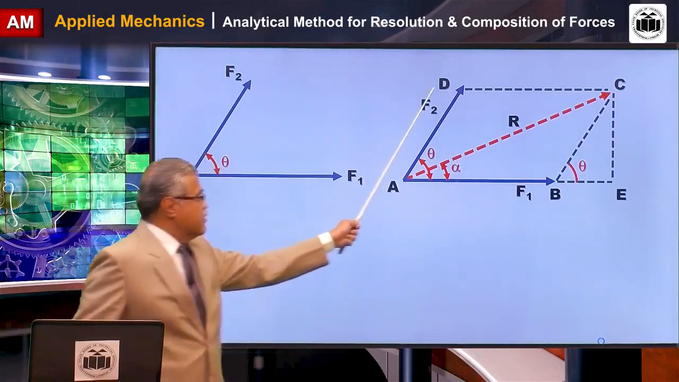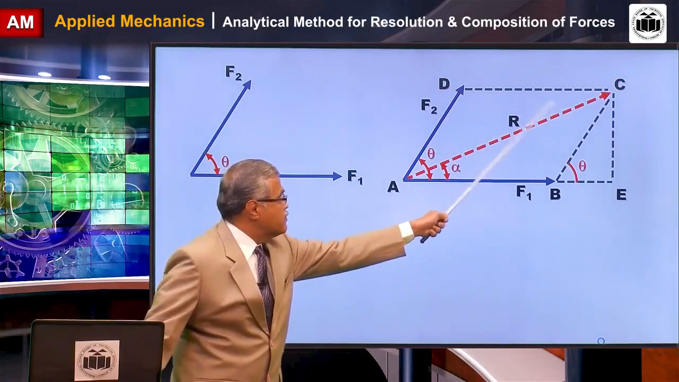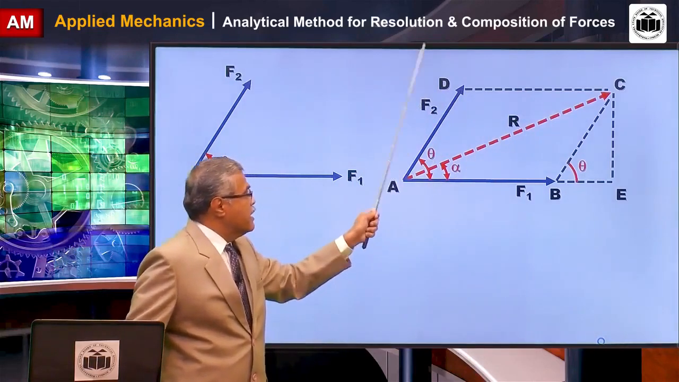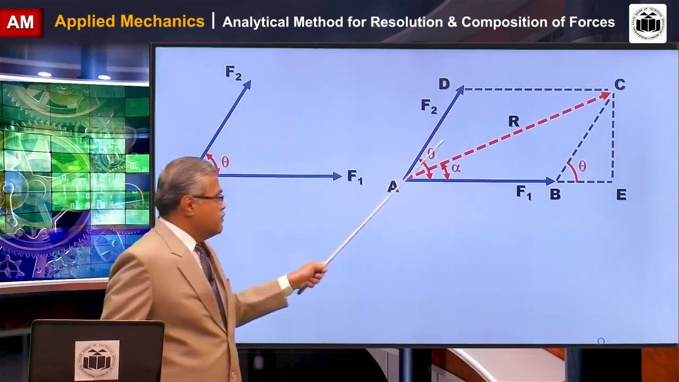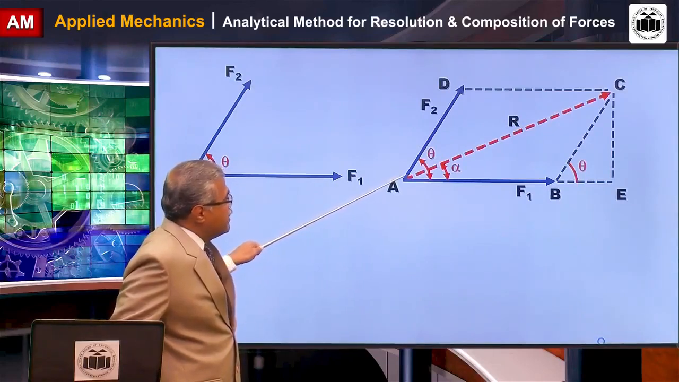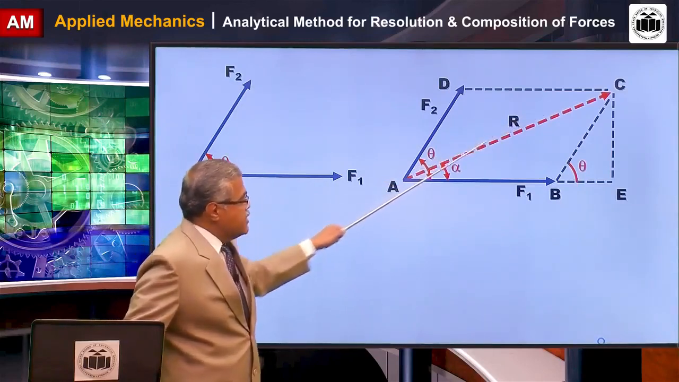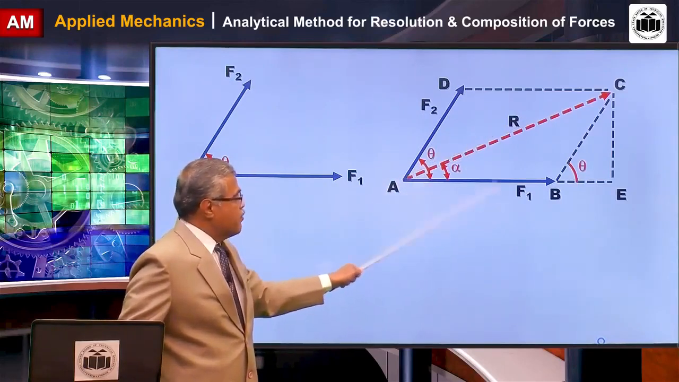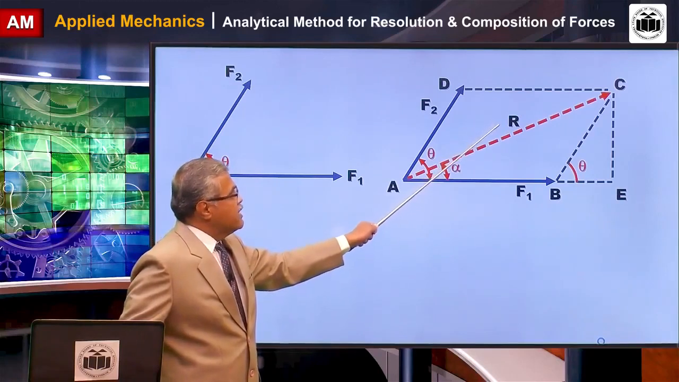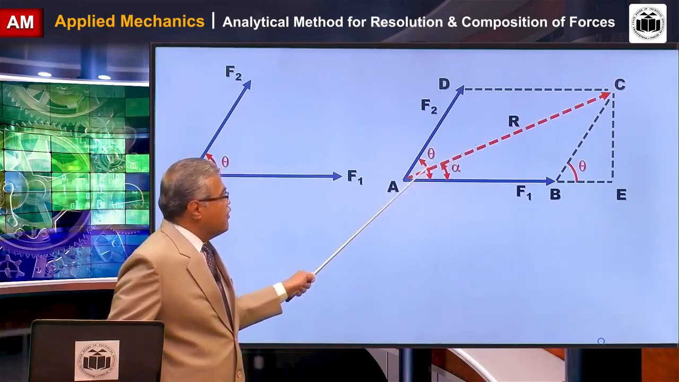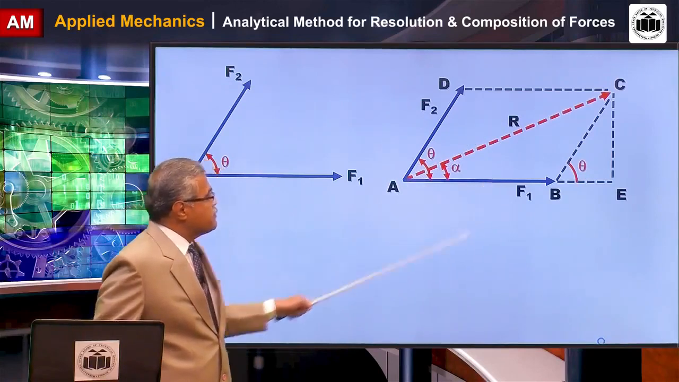After this, we can complete the parallelogram A, B, C and D like this, and after completing the parallelogram, the diagonal passing through this particular point A towards C represents the resultant force of these two forces F1 and F2. This resultant force R makes an angle of alpha with the horizontal.